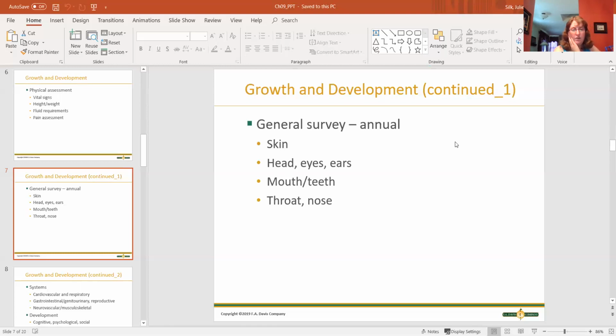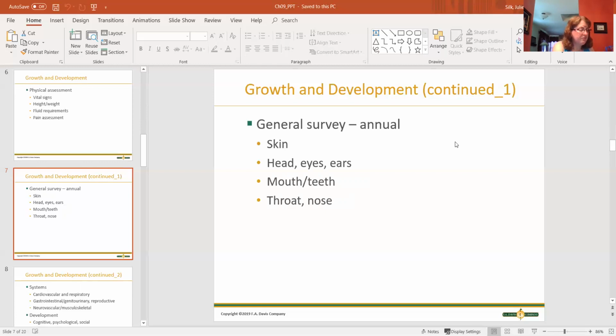And then as far as their head, you're going to assess for lice, assess their hair for dryness or brittleness, assess for open lesions or signs of trauma. With their eyes, you're going to look for visual acuity, to see if they have jaundice or anything weird like that with their eyes, if they need glasses or contacts.